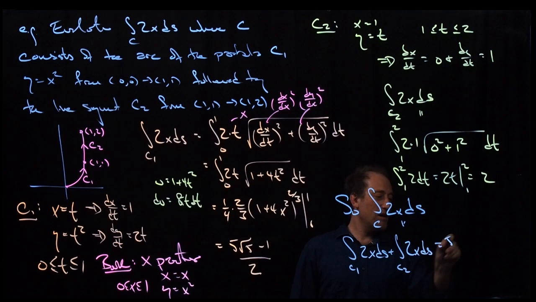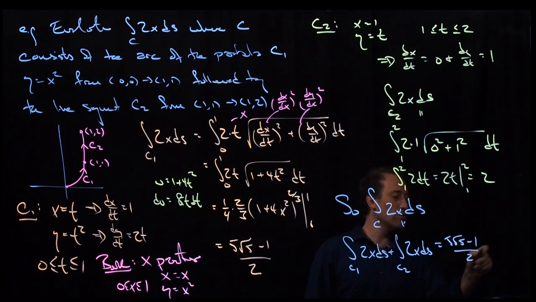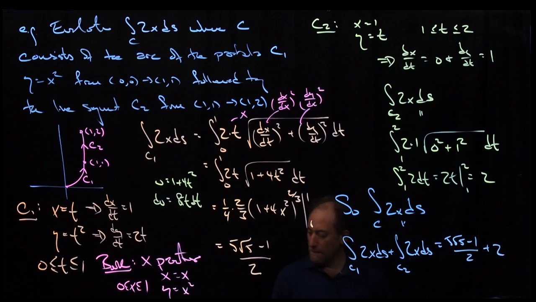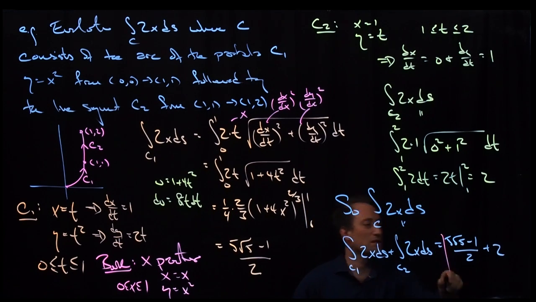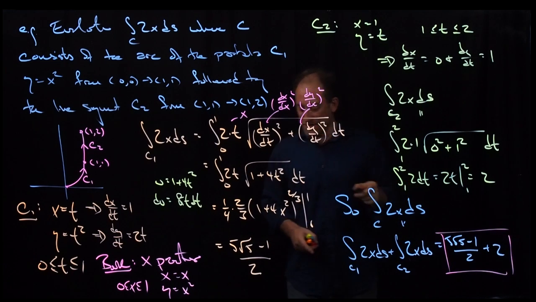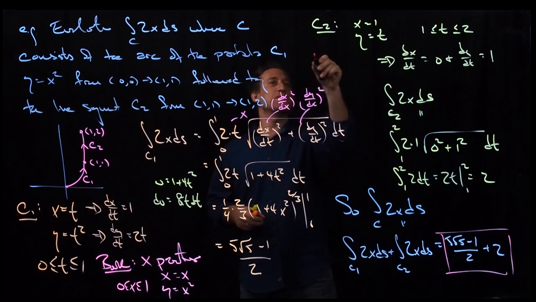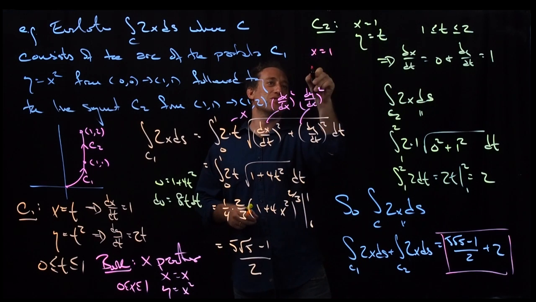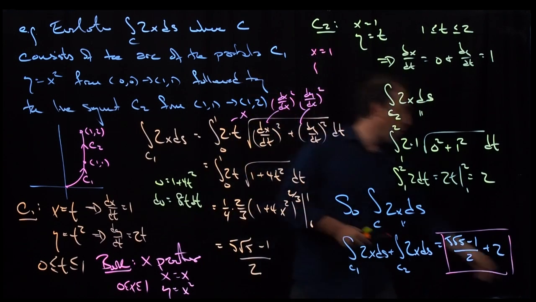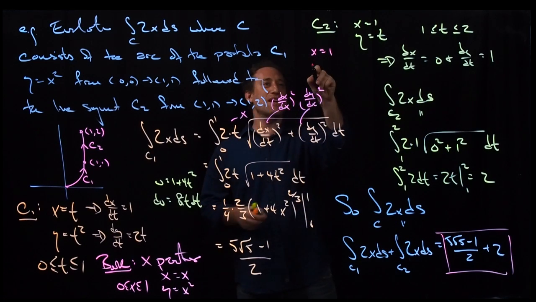That guy there, 5√5 minus 1 over 2, and then plus 2. Suppose, just to be exhaustive about this, you can again choose y as a parameter, in which case you have x is 1 and y is, well, y.